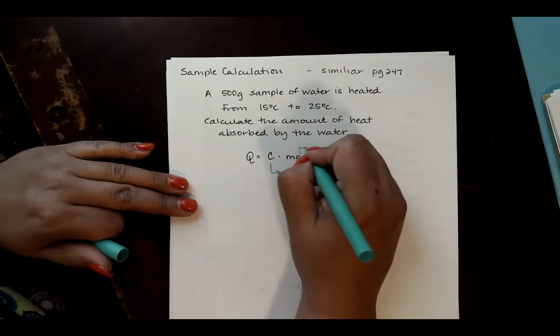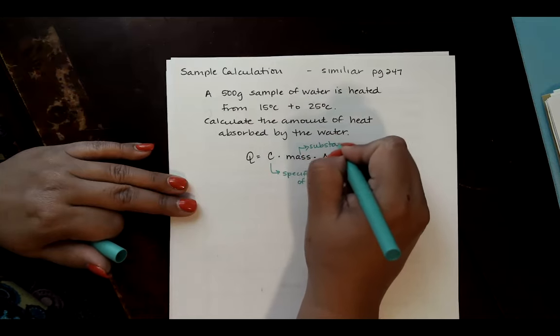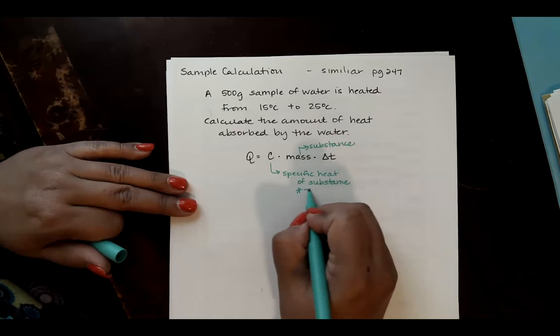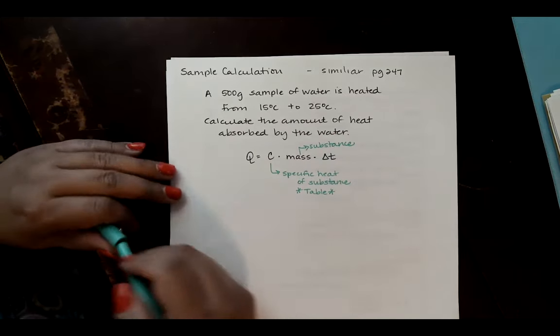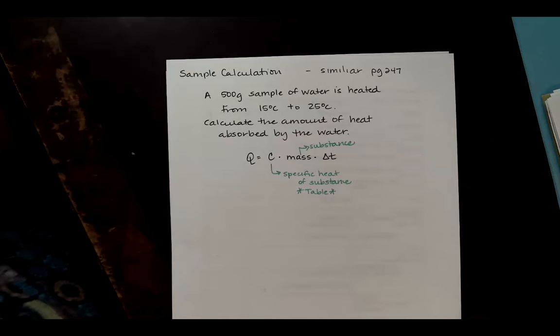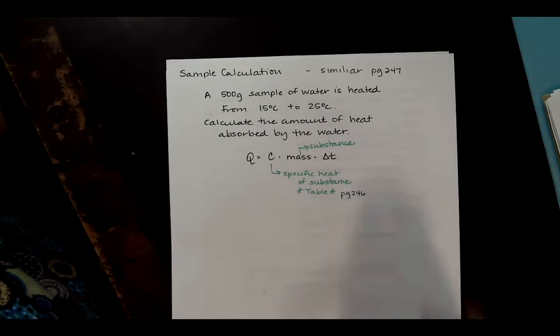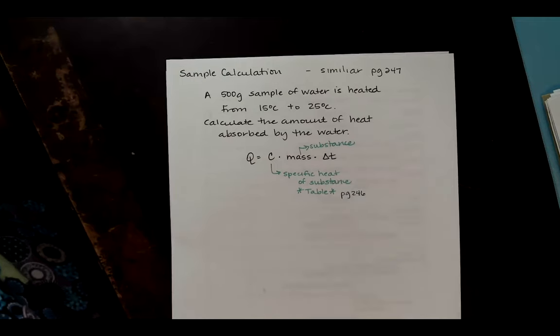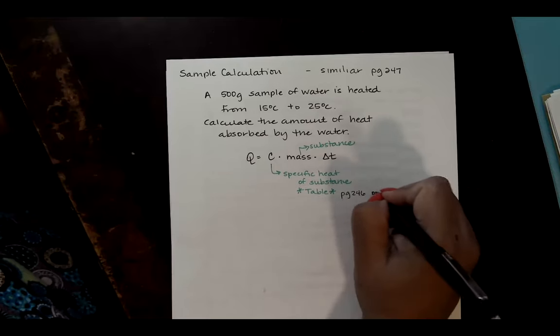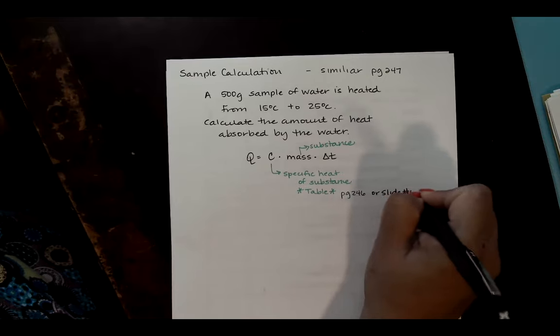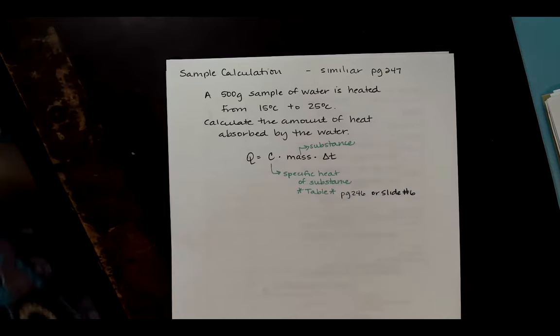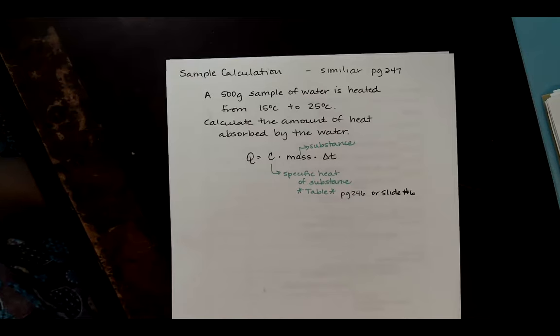And mass is going to be the mass of whatever substance you're talking about. With the exception of water, you'll have to consult a table to look up the specific heat of a substance. There is a small table on page 246, or on slide number 6 for those of you using the PowerPoint, where you can look to find some specific heats.